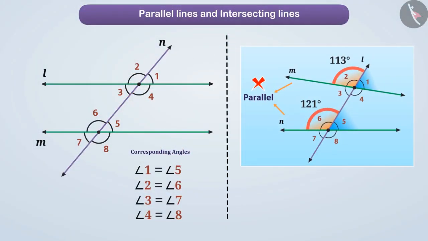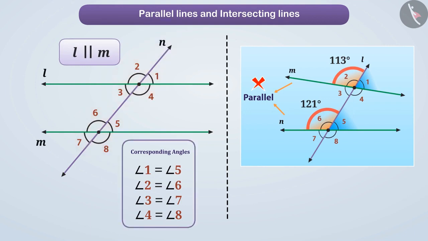So what do you know from these two situations? This shows us that if two parallel lines are intersected by a transversal, then the measurement of each pair of corresponding angles is the same. If the lines are not parallel, then the corresponding angles created by the transversal are not equal.